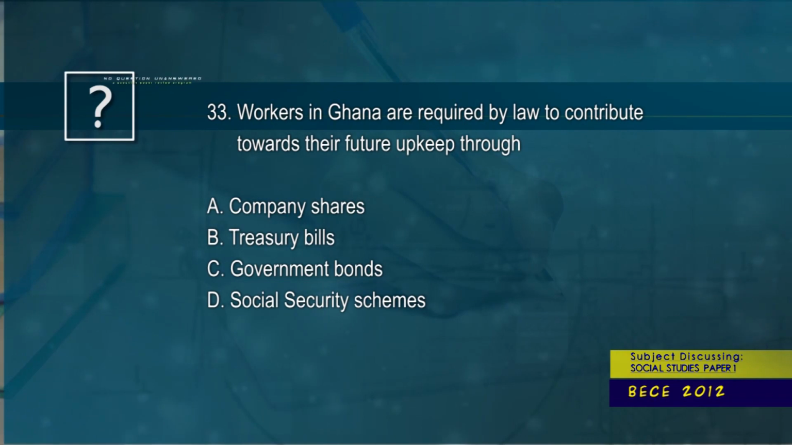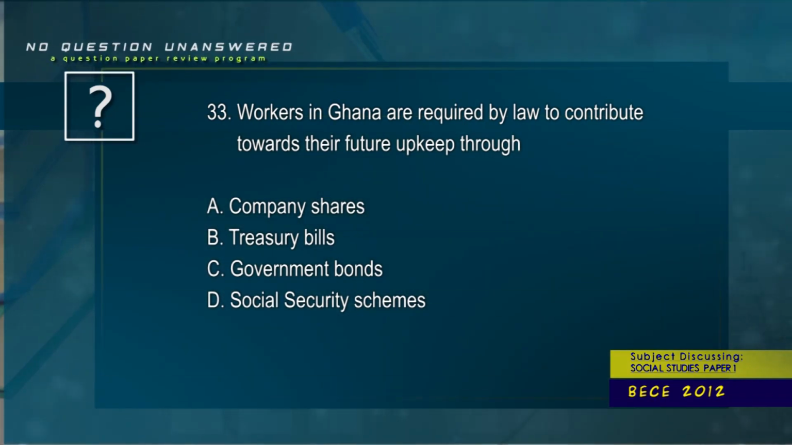33. Workers in Ghana are required by law to contribute towards their future upkeep through A, company shares, B, treasury bills, C, government bonds, D, social security schemes. Viewers, the correct answer is D, social security schemes. Okay? It is a way that workers in Ghana are required by law to contribute towards their future upkeep. So that is D, social security schemes.